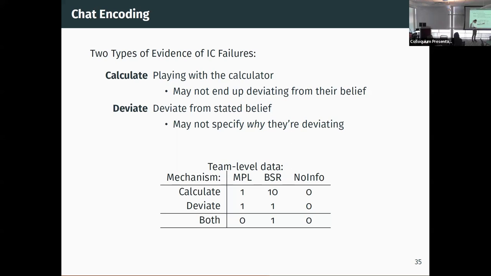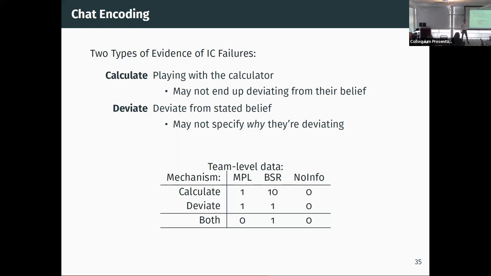Now, do they actually end up deviating? No, not much. So they end up playing with the calculator. Like, oh, this is interesting. As we change our reports, the payments change. But in the end, I guess they believe the sentence that says it's in your best interest, so they don't talk about deviating. They don't deviate. So in looking at that interface, though, the MPL, you can scroll the whole thing.